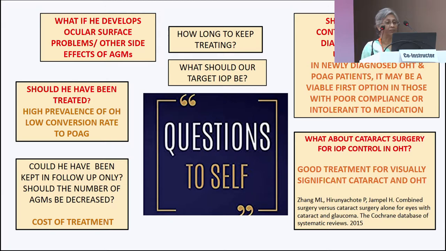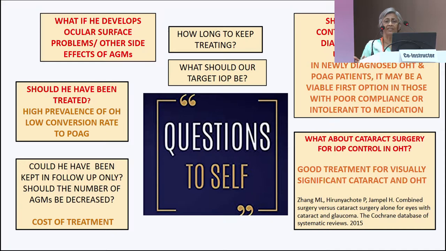Could we really have kept this patient on follow-up? Should the number of AGMs be reduced? What about the cost of treatment? The patient has to spend maybe 500-600 or more every month on buying medicines. How long should we keep treating? Lifelong? I don't know. What should our target intraocular pressure be? We base our target intraocular pressure by looking at our field. We have no field defects at all.